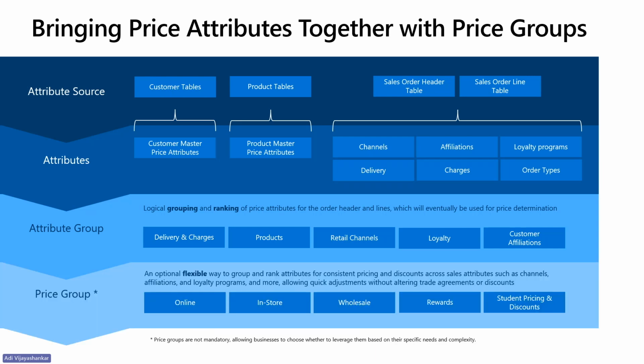So now let's talk about price groups. Price groups are an optional but flexible tool that allows you to go one step further by grouping attribute values and assigning them all from the same screen. So for instance, you can group all channels in a specific region together and apply pricing rules or discounts to them. If the list of channels changes, you can simply amend the list of values in the price group without having to modify individual trade agreements or discount setups.